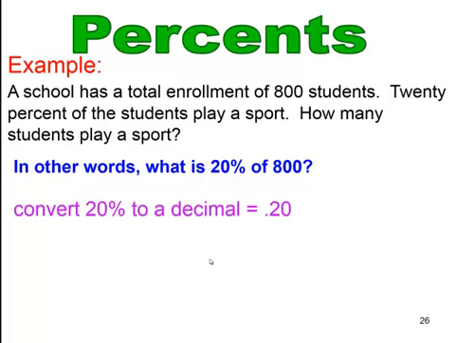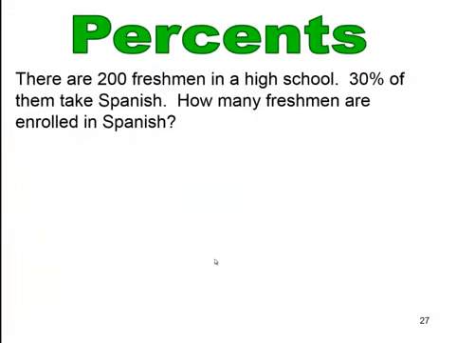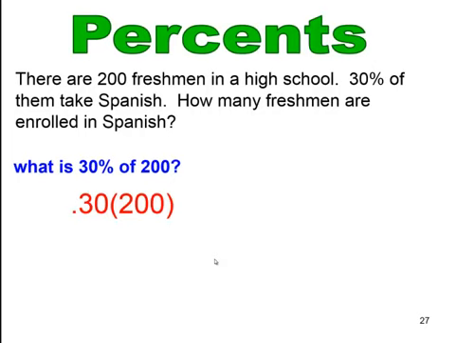So you do the multiplication by converting the percent to a decimal and then multiply. So we end up having 0.20 times 800. So in this case, we're going to end up with 160 students play sports. Pause and try. So we're going to take what is 30% of 200. We're going to multiply, and you should have gotten here 60 students enrolled in Spanish.